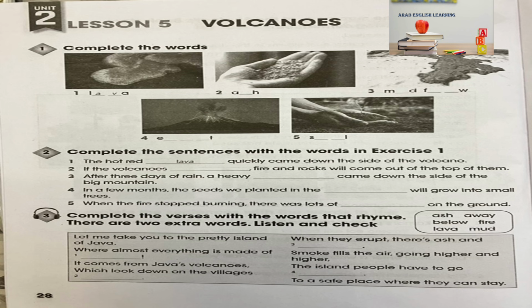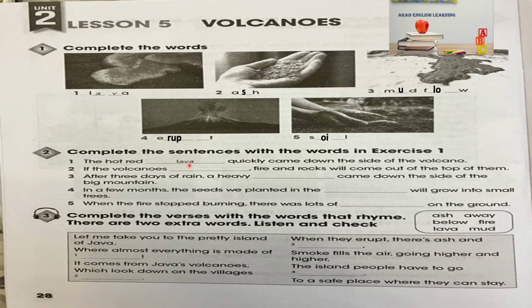Page 28, Lesson 5, Volcanoes. Exercise 1. Complete the words with the missing letters. 1. Lava. 2. Ash. 3. Mud flow. 4. Erupt. 5. Soil. Exercise 2. Complete the sentences with the words in Exercise 1.